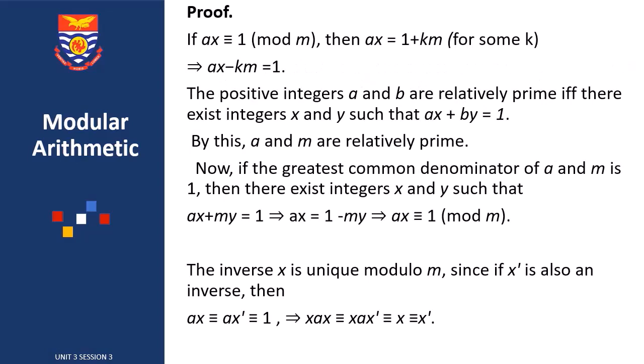This proof is just as simple as I've explained. If ax is congruent to 1 mod m, then we can say ax equals 1 plus km for some k. Then when we group like that, bringing km to the other side, we get equation 1. The positive integers a and b are relatively prime if there exist integers x and y such that ax plus by equals 1. You remember that, integers and prime numbers, we discussed in the previous session.